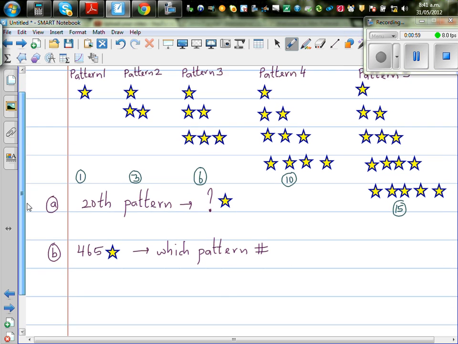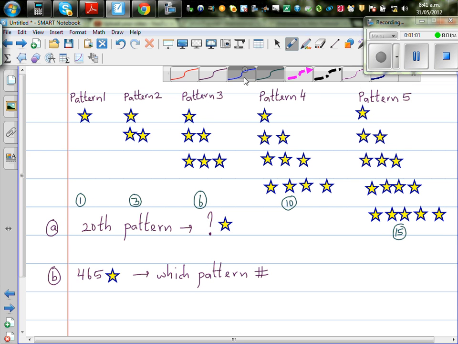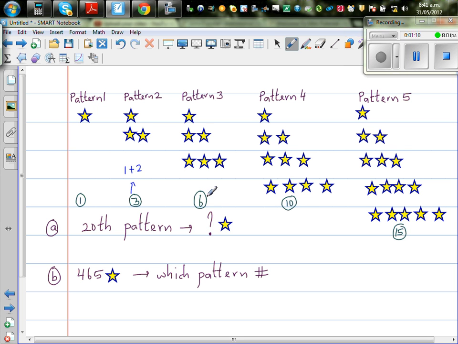So let's understand the pattern here. One is of course 1. So this 3, I hope you can see this is 1 plus 2. This is 1 plus 2 plus 3. This is 1 plus 2 plus 3 plus 4. So can you see a pattern there? The fourth pattern has 1 plus 2 plus 3 plus 4. The third pattern has 1 plus 2 plus 3. And the fifth pattern has 1 plus 2 plus 3 plus 4 plus 5. So I hope you have seen the pattern.